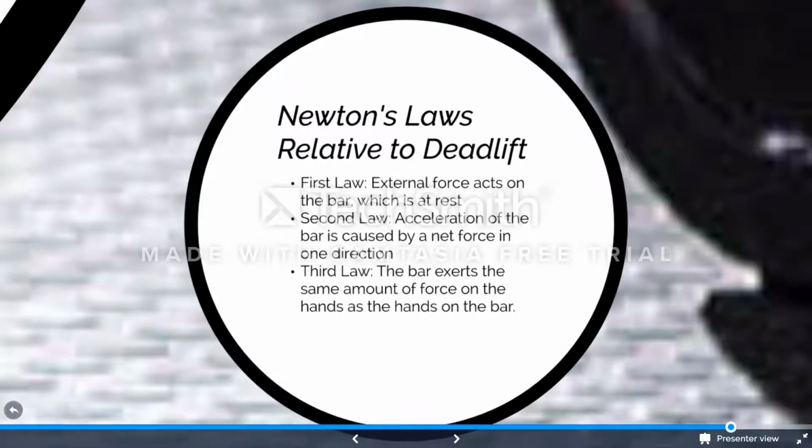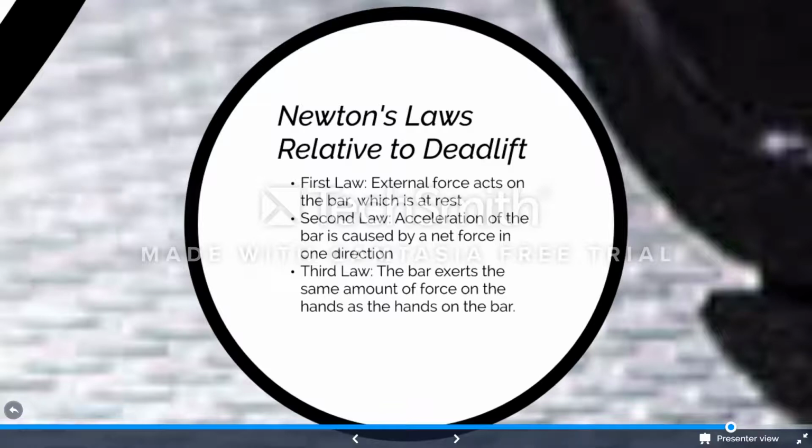Newton's first law is that every object will remain at rest until an outside force acts upon it. In a deadlift, the external force acts on the bar, which is at rest. Newton's second law is that the acceleration of an object is produced when a force acts on a mass. In a deadlift, acceleration of the bar is caused by a net force in one direction.